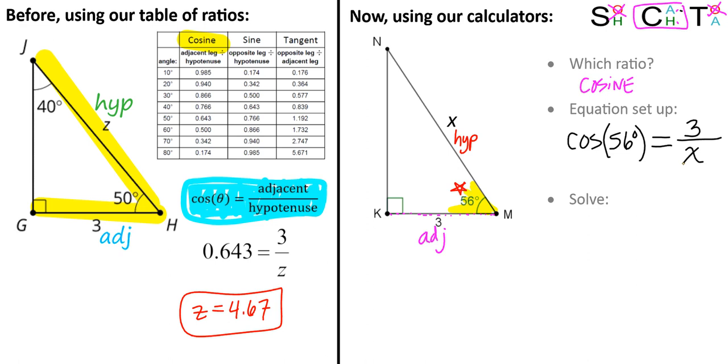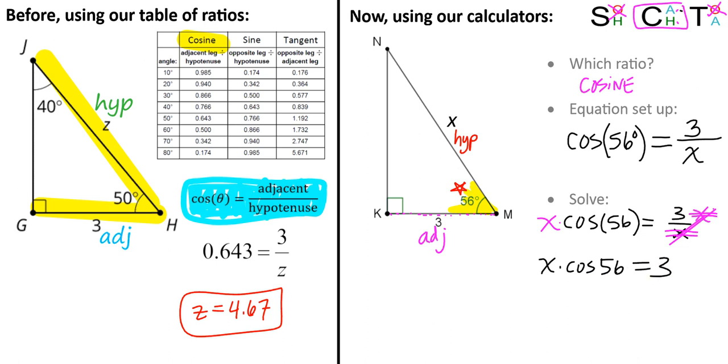And now we just need to solve that equation. And this is one of the more tricky ones to solve. Because that x is in the denominator, we want to times both sides of our equation by x. And the one over there on the right-hand side just cancels out. So now our equation looks like x times the cosine of 56 equals 3. And our final step is going to be to divide by the cosine of 56, which cancels that value out. So our equation is essentially finished. We just need our calculator to crunch those numbers for us. So we're going to ask our calculator, what is 3 divided by the cosine of 56?